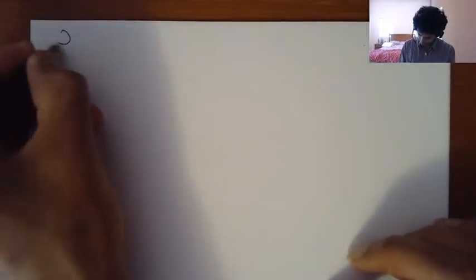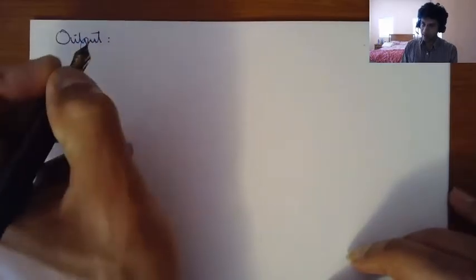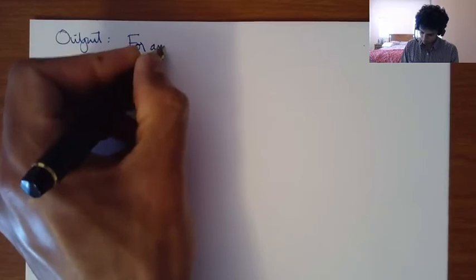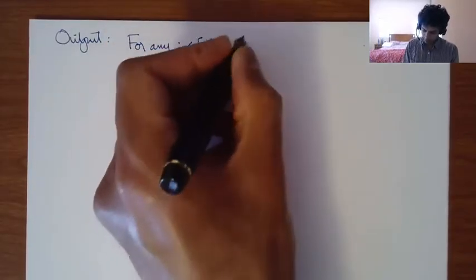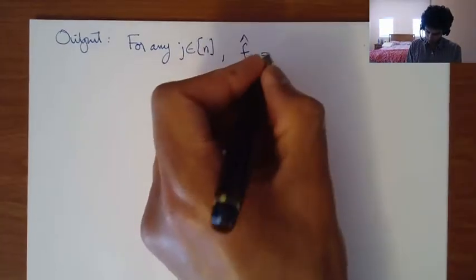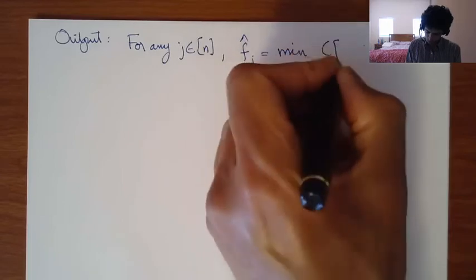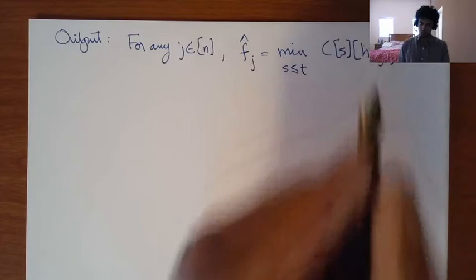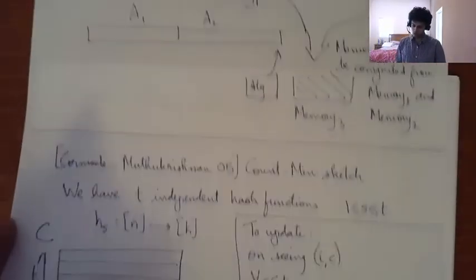Okay, so now let's talk about output. At any point in the algorithm, we can just say for any j in n, our estimate for the jth count is going to be the min over all i less than t of CS_i of H_i of j. So let me go back to the picture. I think it will make much more sense with the picture.